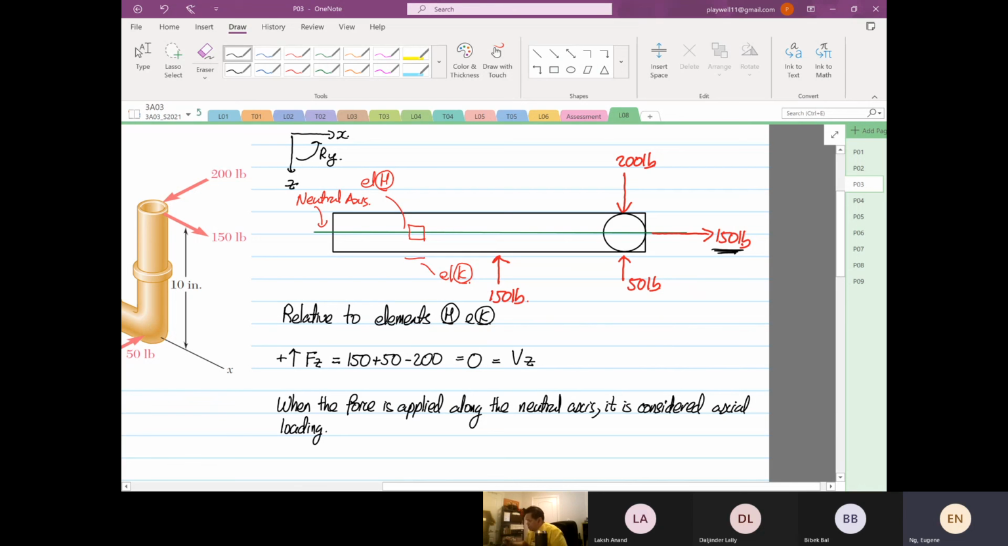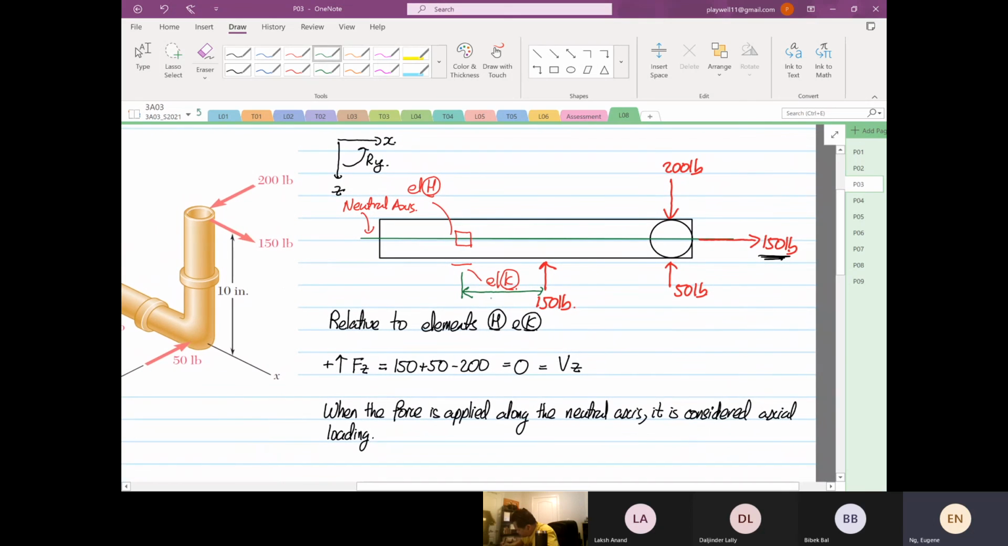Then the next one is we have moments now. We have a moment in the y direction. When you calculate your moments, it's relative to the element. It's not relative to the neutral axis anymore. If you look over here, the 150 has a distance of 4 inches from here to here. The distance from here to here is 6 inches.